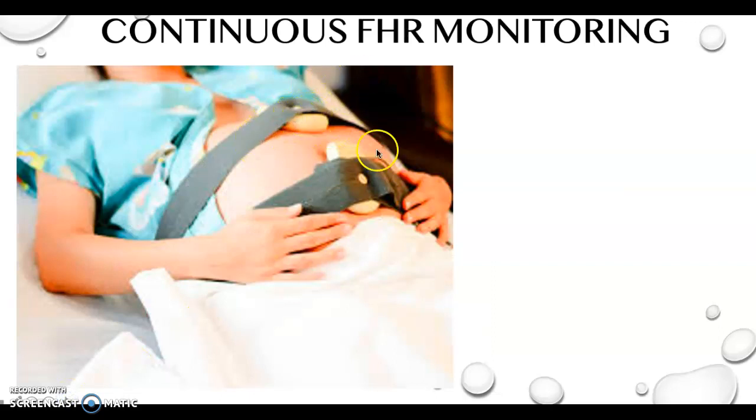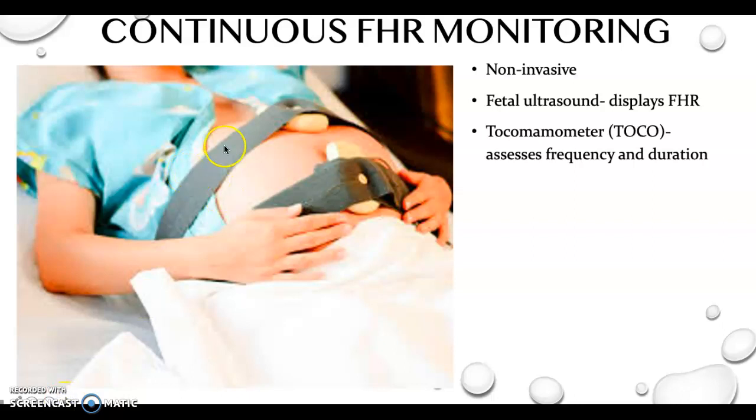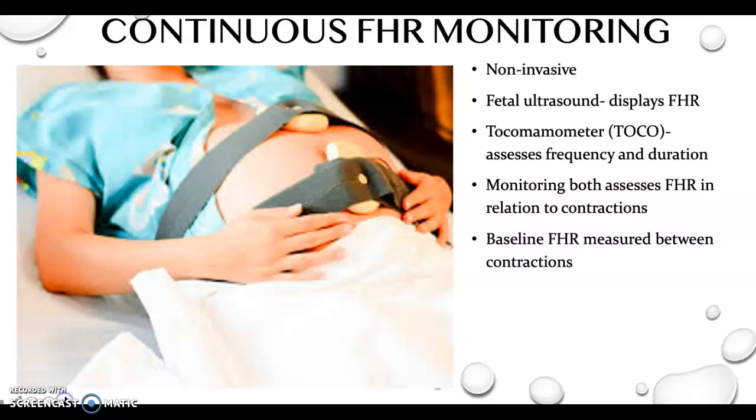So this is continuous fetal heart rate monitoring. It's non-invasive, it's external. We do a fetal ultrasound on that upper fetal back. Remember, that displays the fetal heart rate, and then the tocodynamometer assesses the frequency and duration of those uterine contractions, and we place that on the uterine fundus. And we want to see the fetal heart rate in relation to the contractions.